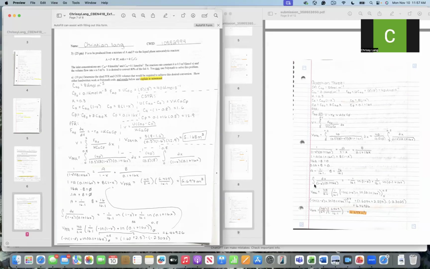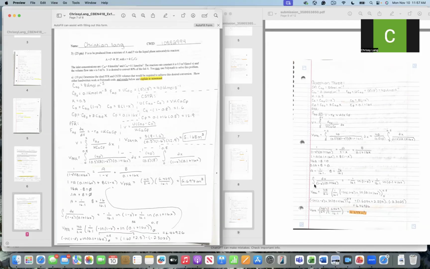Then for the CSTR, use FA naught minus FA plus RV equals 0 at steady state and solve for the V of the CSTR at 80% conversion using the proper expression for CA and CP. For the PFR, I just use dFA over dV equals RA, convert to dXA over dV equals negative RA over FA naught, substitute the rate, and integrate from 0 to 0.8 using partial fractions to obtain the V of the PFR. I clearly reported both volumes.